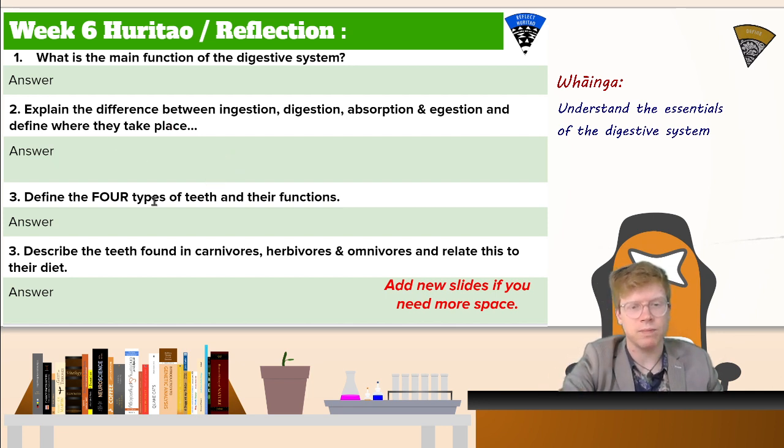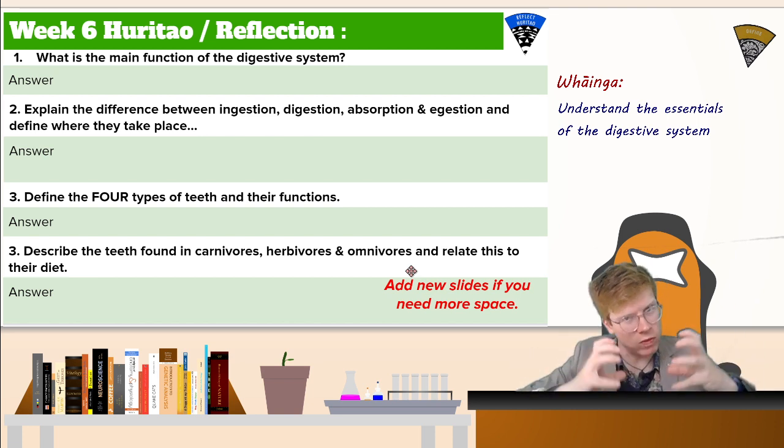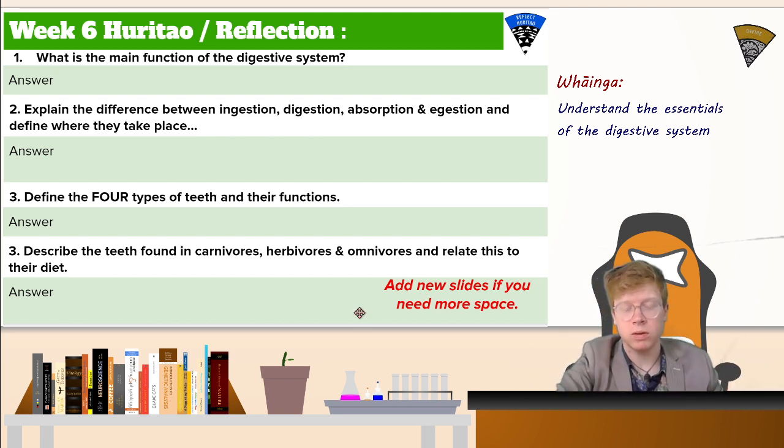See how you do. I want you to define those 4 major types of teeth. Try doing it from memory, but the answers are there for you on slide 19. And then, when you're done, we want you to describe the teeth found in carnivores, herbivores, and omnivores, and relate those teeth and their structures to their diets, or to the diets of each of those types of organisms.